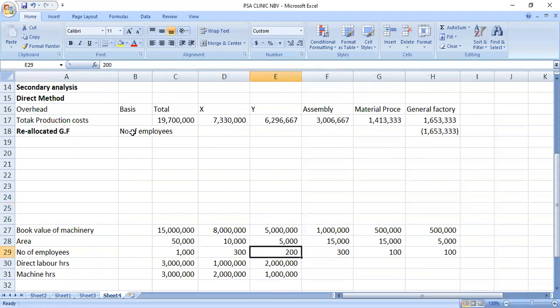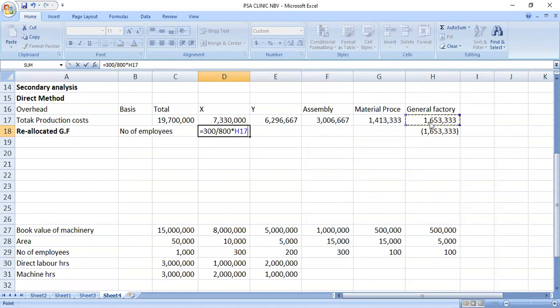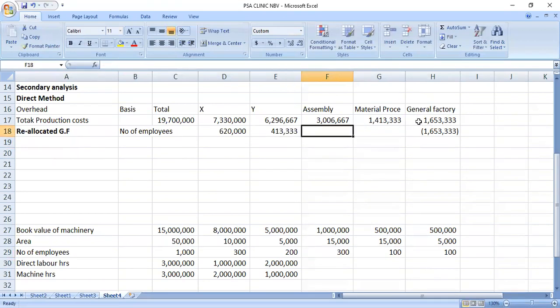So, like I said, you come here and look for only those who are going to participate in the sharing. Here the total is 800. So let's take an example: X is going to be 300 divided by 800 times what you're sharing. What you're sharing is the 16,533 positive. Then for Y, it is 200 divided by 800 times what you're sharing. Then for assembly, it is still 300, so it's the same answer as this.